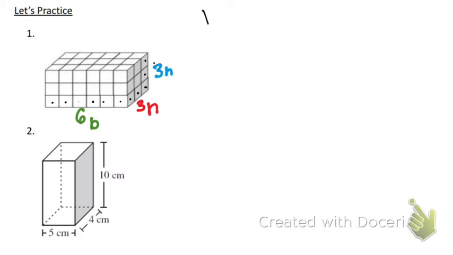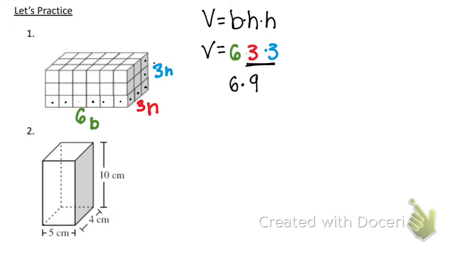So the volume formula is volume equals base times height times height. So we're just going to fill this in. 6 times 3 times 3. Again, it doesn't matter which one you multiply together first as long as you end up doing it all. So we're going to do 3 times 3 first. So 3 times 3 is 9. And now we're going to do 6 times 9. 6 times 9 gives me 54. So the volume here is 54. We're going to call this units, since we don't know what the measurement is, cubed. So volume is 54 units cubed.